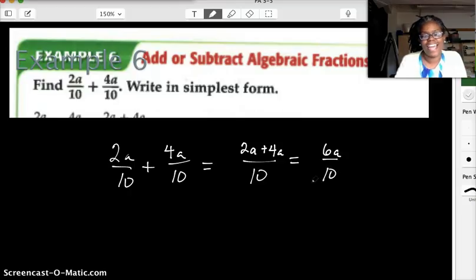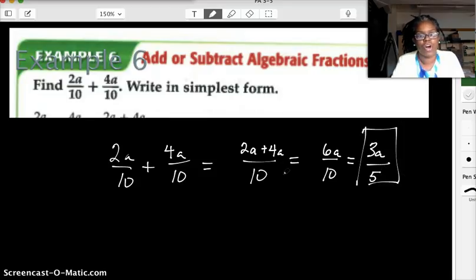That's right. And so at this point, I could stop here, but when I look at 6a/10, I recognize that the numerator and denominator have a common factor of 2. So this 6a becomes 3a because I can divide out 2 from the 6. And what I do to the top, I've got to do to the bottom. So I'm going to divide out 2 from the denominator and get 5. So my final answer here is 3a/5.